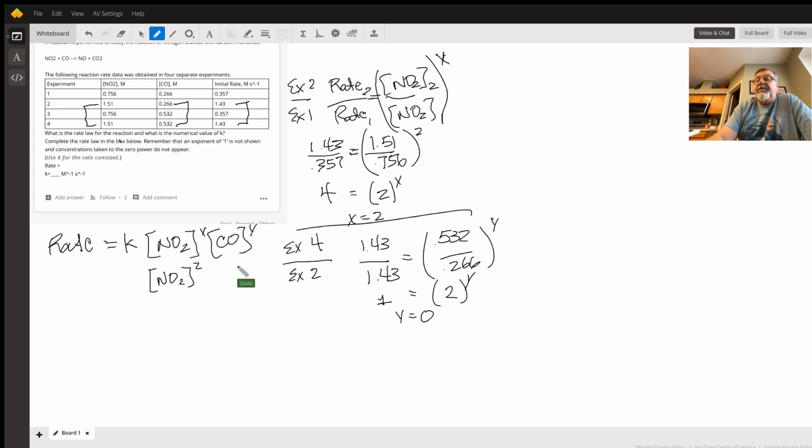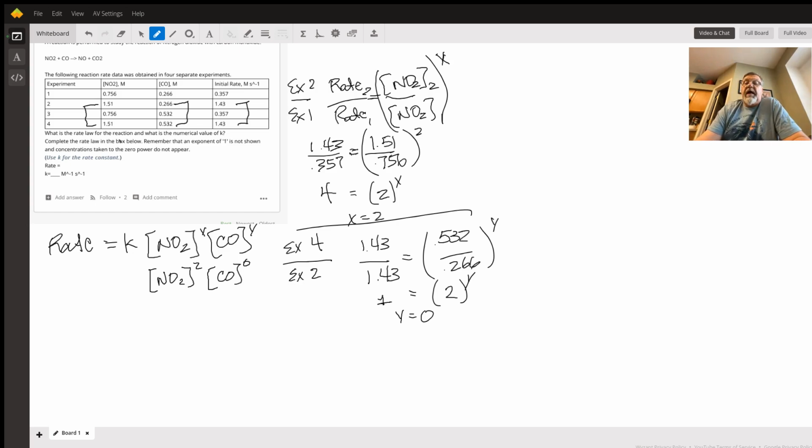So now we know the other piece of information here, and that is our carbon monoxide is to what we call the 0th order. When it's to the 0th order, we don't even need that in there, because that's just equal to 1, right? So we can just get rid of that altogether like that.